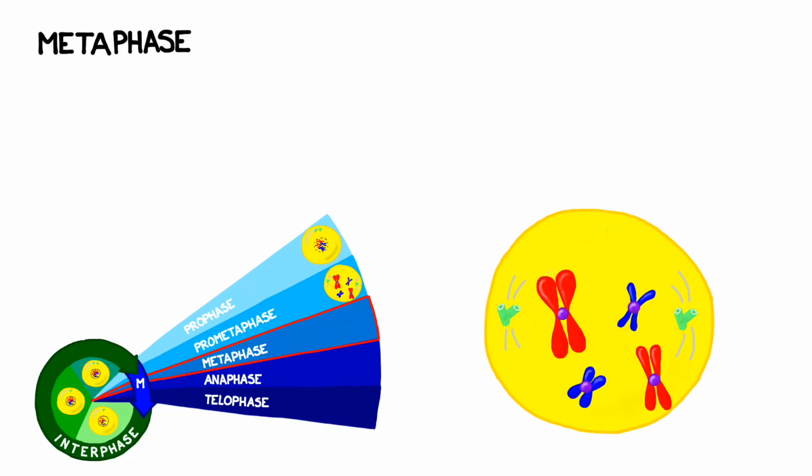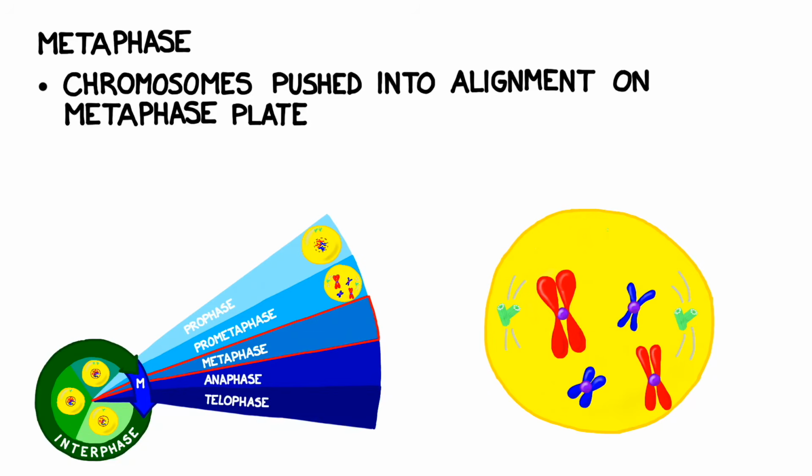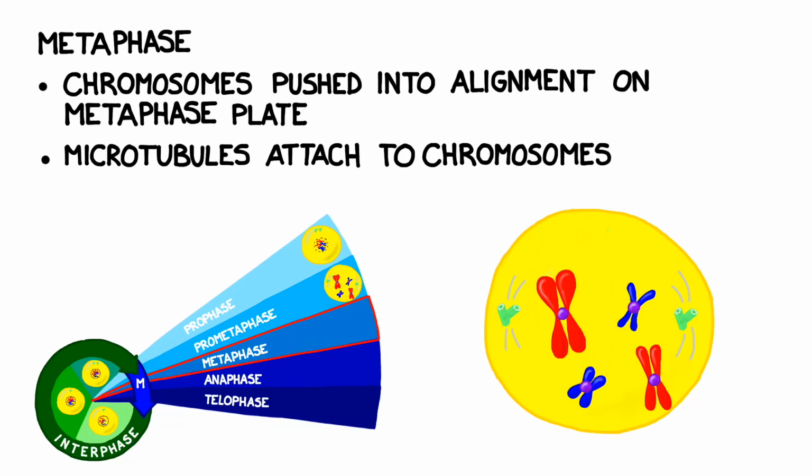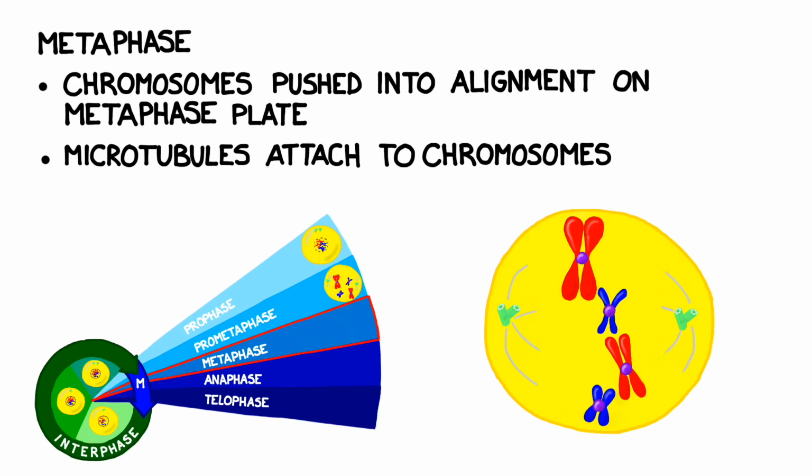Third, we enter metaphase, the longest phase of the cell cycle. The chromosomes are pushed into alignment along the equator of the cell by special proteins called motor proteins, which are attached to the centromere of each chromosome. The microtubules also attach to the centromeres. Later on, these will shorten and pull the chromosomes to each side of the cell.